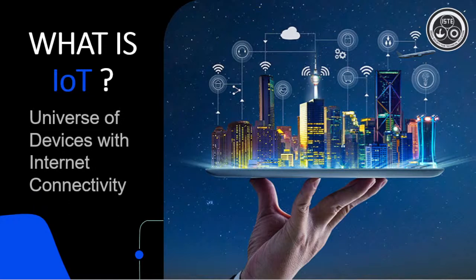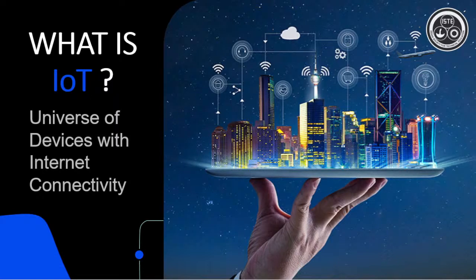To explain it very simply, in much simpler terms, it is a universe of devices with internet connectivity. Everyone knows what the internet is. Internet is nothing but the communication between the devices. Communication between the devices within a local network is an intranet. Communication between one device which is in one city and another device which is in another city or another country or another continent or outside the earth also can be called the internet. So this is the difference between the intranet and the internet. So now we know what the internet is. Internet is nothing but the communication between the devices.